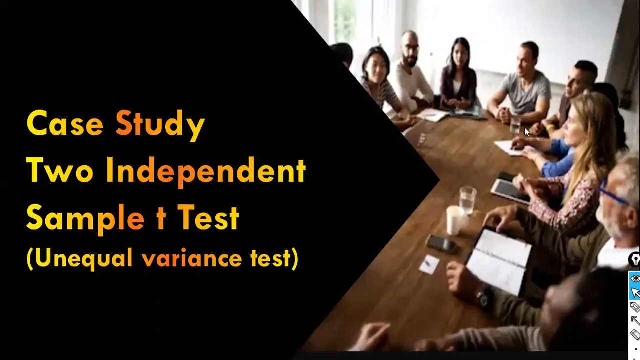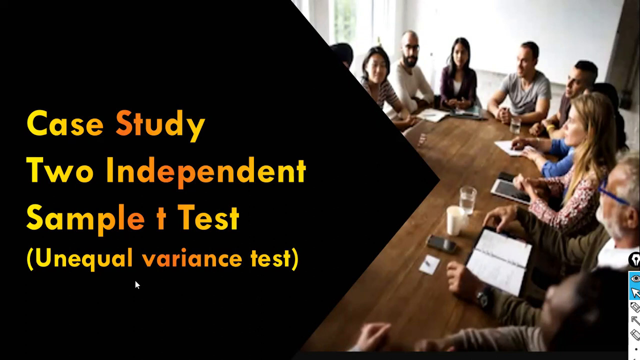Now let us dive into another type of test called the two independent sample t-test with unequal variance. This test is incredibly useful to compare the means of two groups and determine whether there is a significant difference between them.